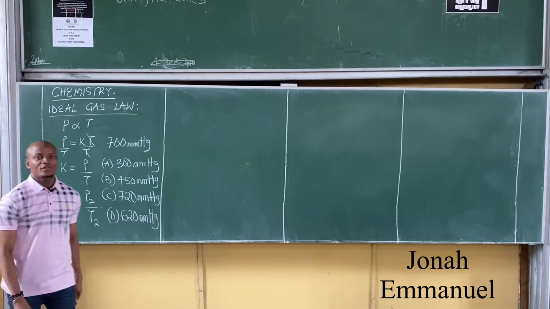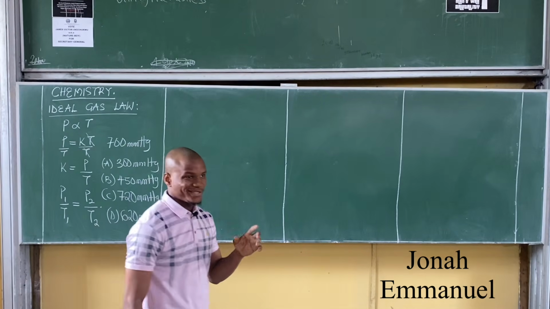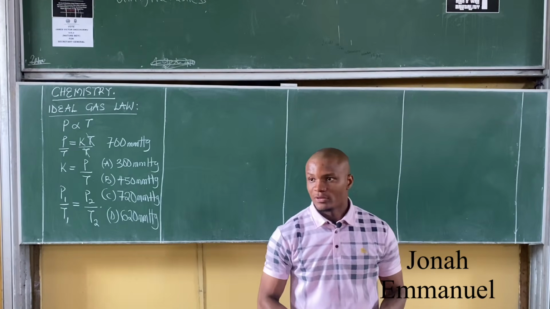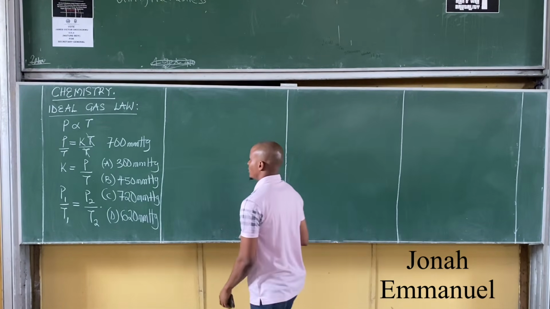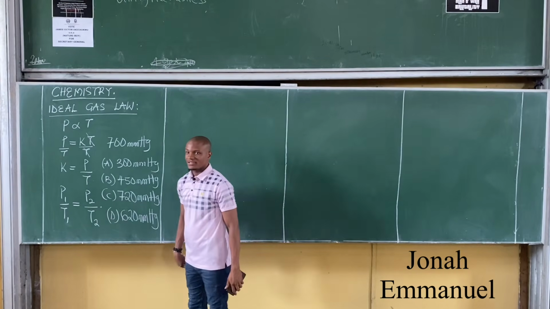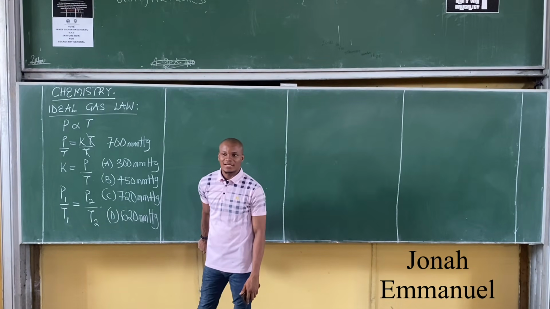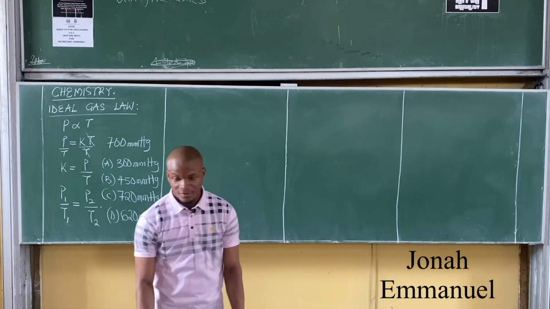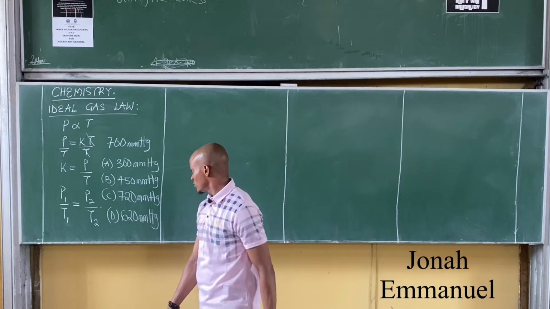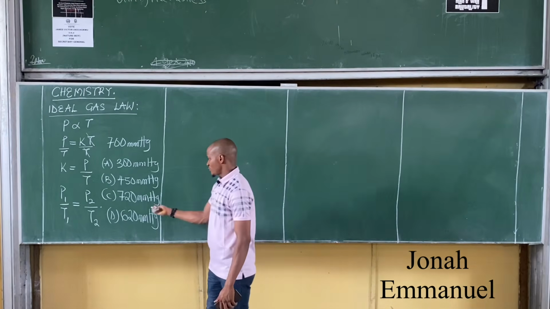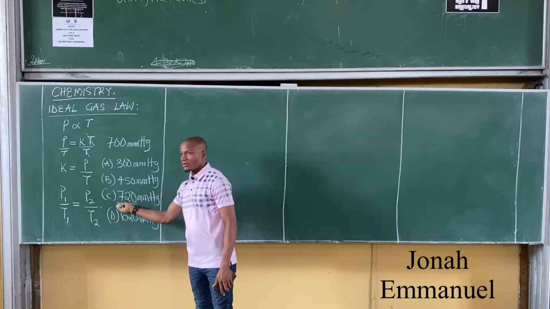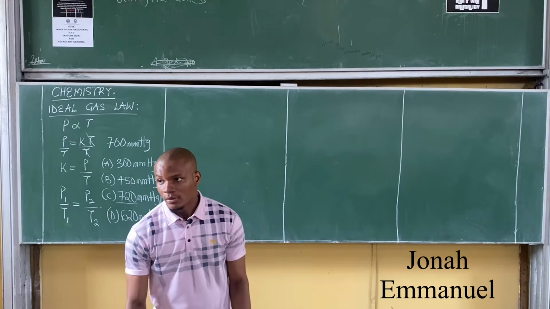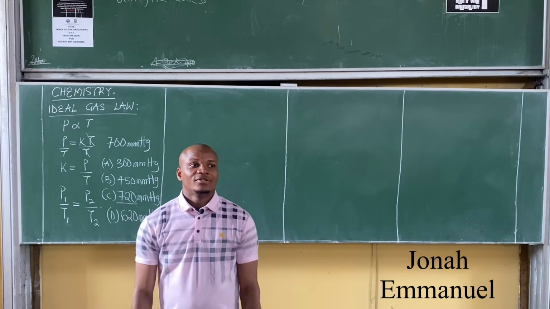Let's say you're going to write an exam. You have options A, B, C, D. Without solving, which one do you think should be the answer? Let's say this particular question is given in an exam and you're not to solve it. Which of these do you think will be the answer, and why? 720. Why 720? Since the former pressure was 700, just assume that the new value will be slightly higher.